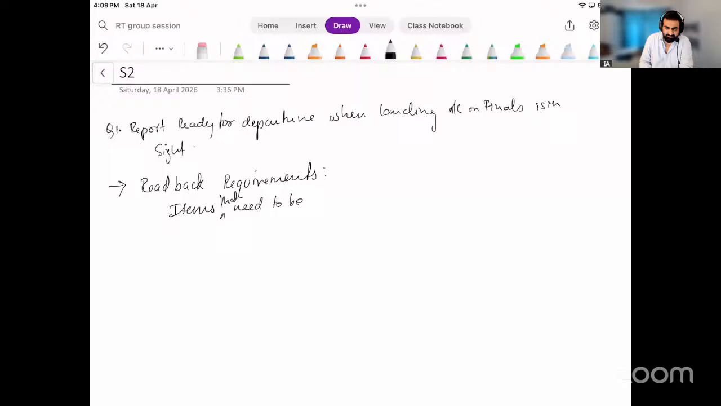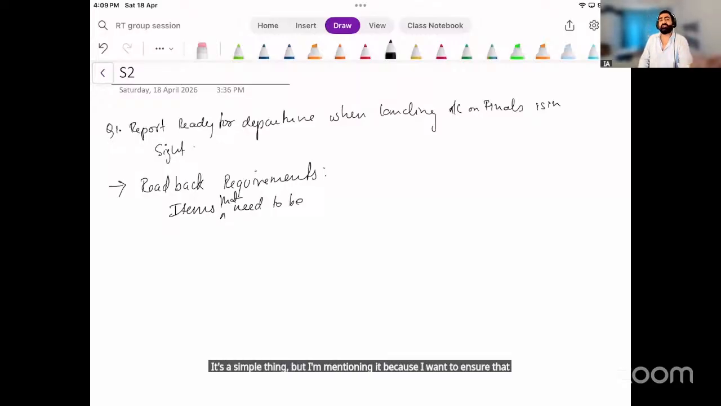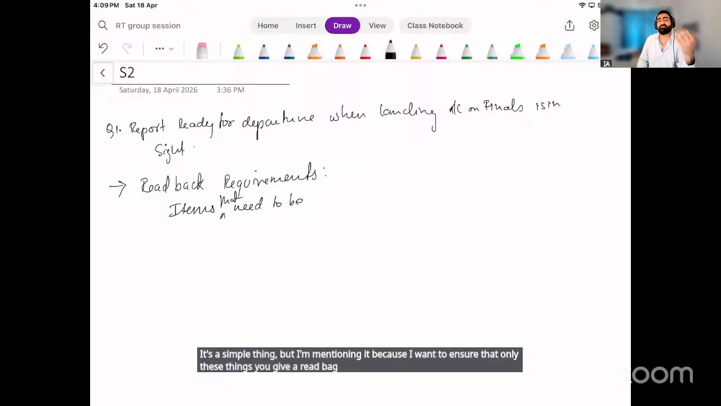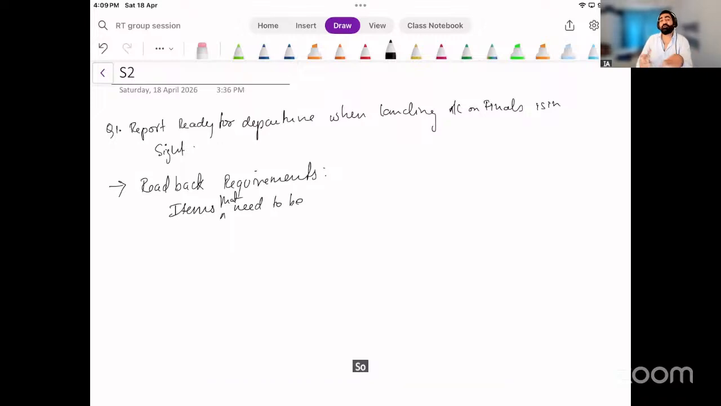It's a simple thing, but I'm mentioning it because I want to ensure that only these things you give a read back. Keep your call short. If other things don't follow within this, then you don't give a read back, so that you're not confused what to skip and what not to skip. Okay?